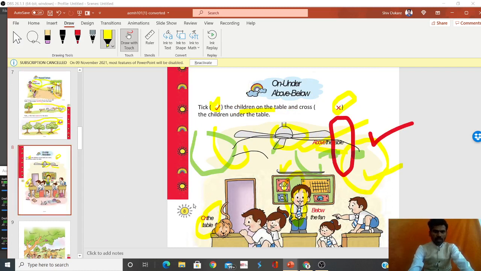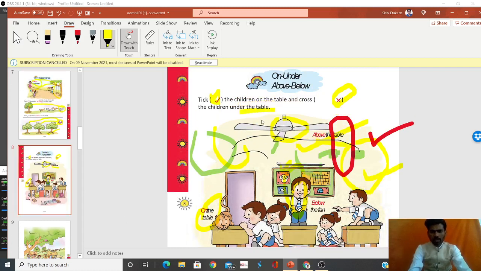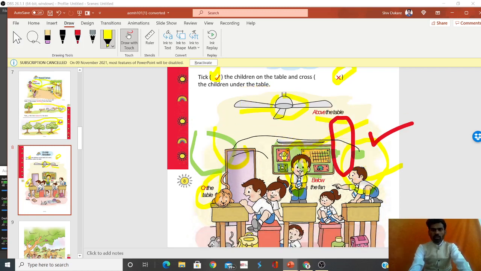Okay. Here you have to understand the meaning of four important words. Which are the four important words? On, under, above, below. These are the four words which are very important. Okay. Tick the children on the table and cross the children under the table.